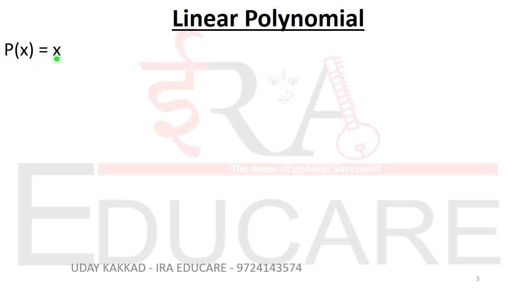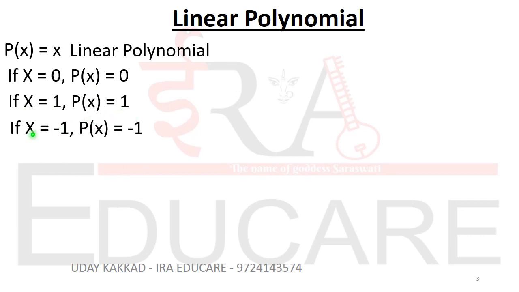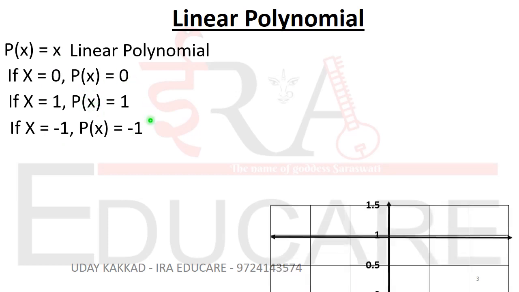Now, putting the value of x: if x is equal to 0, p of x is equal to 0. If x is equal to 1, p of x is equal to 1. If x is equal to minus 1, p of x is equal to minus 1. Now using these numbers I am going to plot the graph.